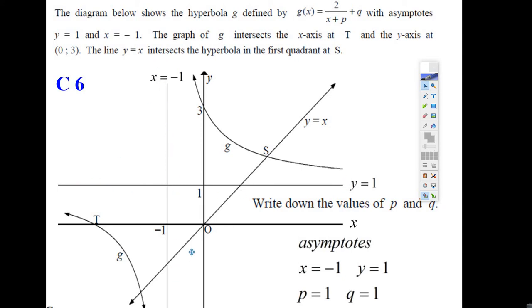There's the vertical one. Well, this first one's pretty easy if you just know what the horizontal asymptote is, always y equals q. So q is 1. But you've got to be careful with the vertical one. It's always the opposite of the number here. So if it's minus 1, p's got to be plus 1 to make this 0, because the vertical asymptote always creates a situation where there's 0 in the bottom here, which makes it undefined. That's the place where the hyperbola can't go. So p is 1 and q is 1.